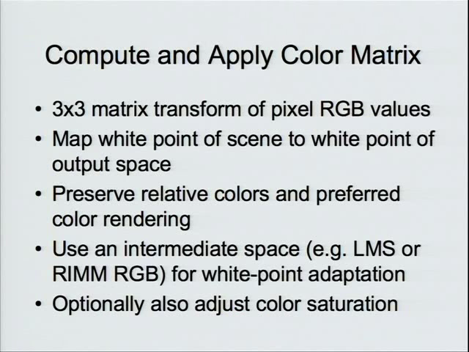In many cases, there's an intermediate color space used. For example, the LMS space, which stands for long, medium, and short, referring to the wavelength sensitivities of the cones in the human visual system. Or the RIMM RGB, which is a reference input medium metric color space that Kodak developed for this purpose. So in these intermediate spaces, if you just scale the three primaries, you get a pretty good color white point adaptation. So if you transform into one of these spaces, do just a diagonal transform, that is, just scale the three primaries to get white where you want it, and then transform back to the space you want to be in, that's a reasonable way to do white point adaptation.